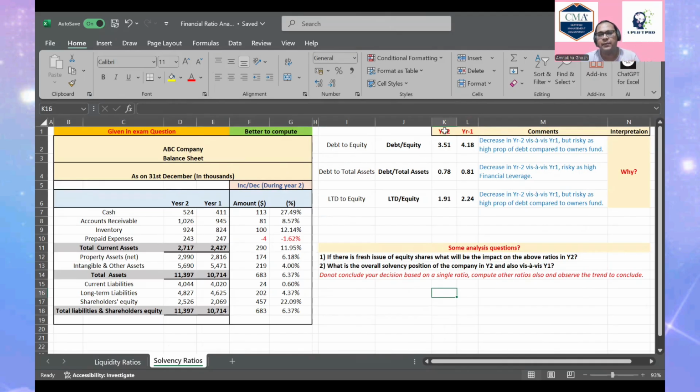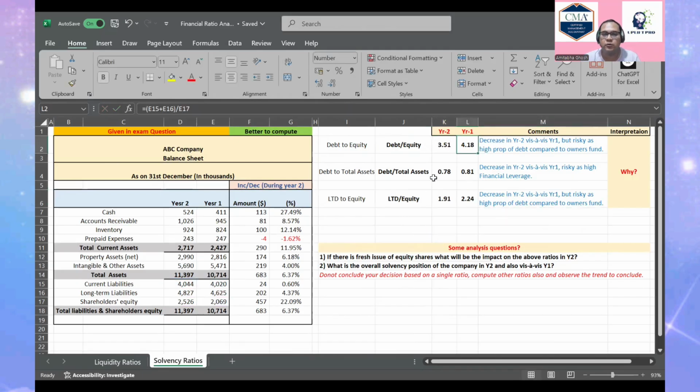Then coming to year 2 and year 1, if it is a calculation based question, debt to equity, we know the formula: debt divided by equity. How are we calculating it? Total debt divided by total equity. So current liabilities plus the long term liabilities for year 2 divided by the shareholders' equity. Similarly for year 1, the same way we have computed.